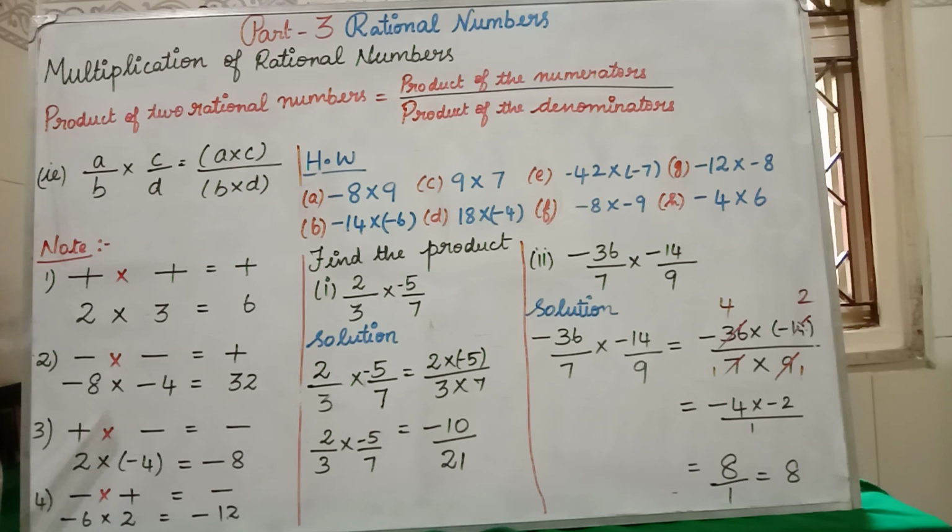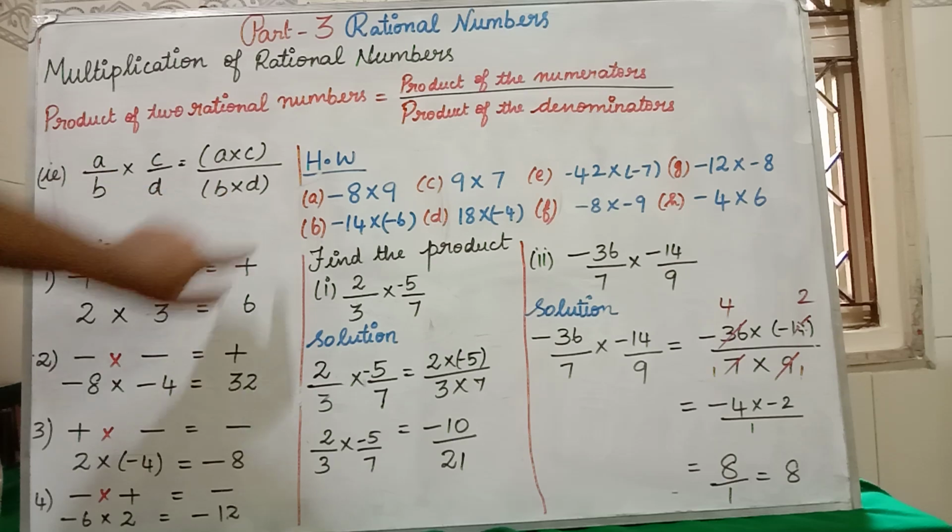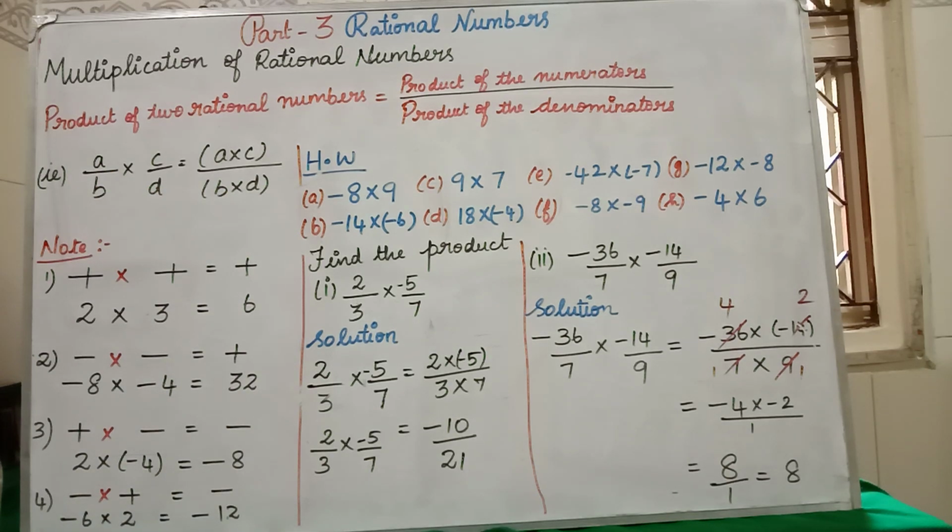Here, based on this note, I have given you the assignment. Minus 8 into 9, you write the question and then equals, write the answer. For A to H you have to write your answer. Okay, this is the homework I have given you based on this. Now we will enter into the multiplication of rational numbers.